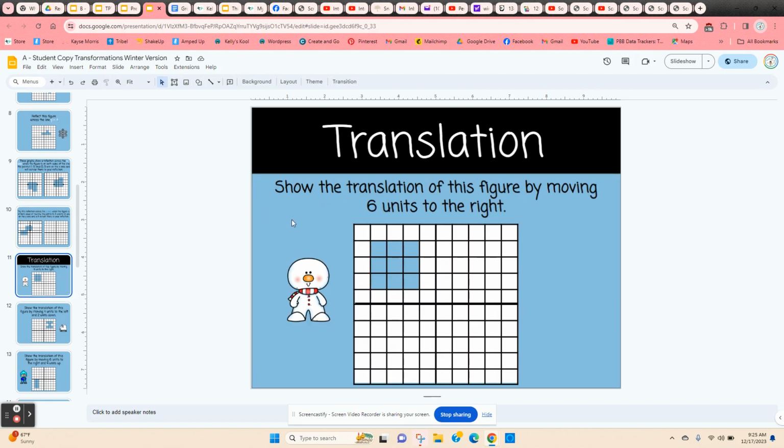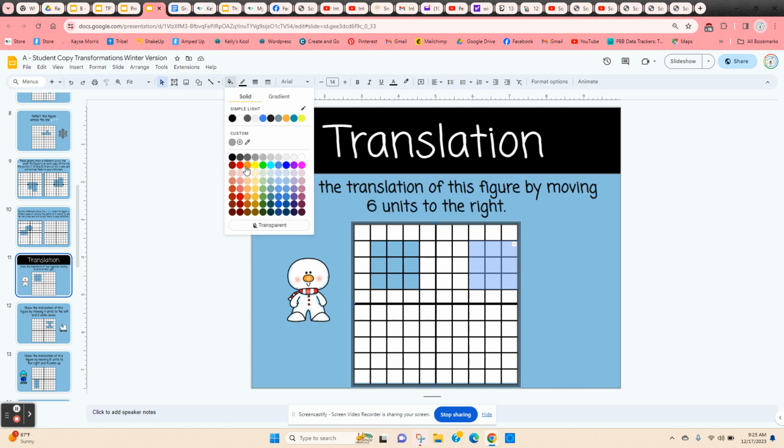So translation is moving a figure up, down, left, or right without changing its orientation. So the first one's pretty simple. It's just a square. And we want to translate it 6 units to the right. So they're going to count 1, 2, 3, 4, 5, 6, shade it in, and choose a color.